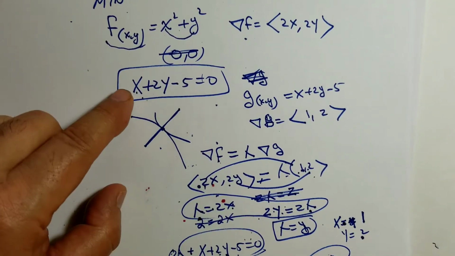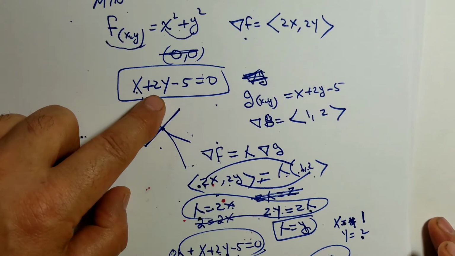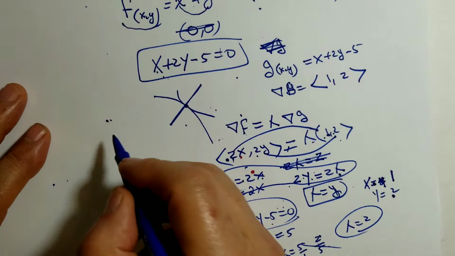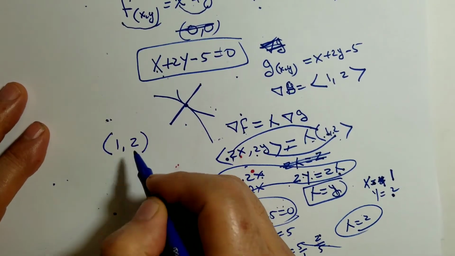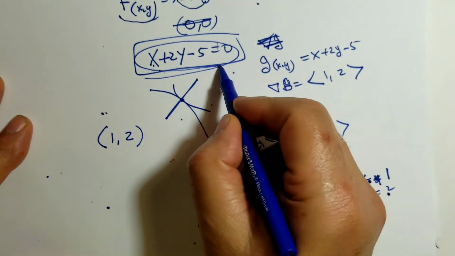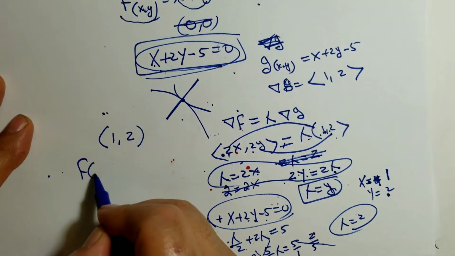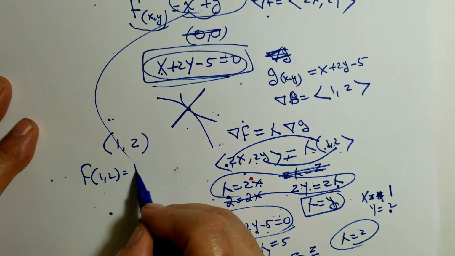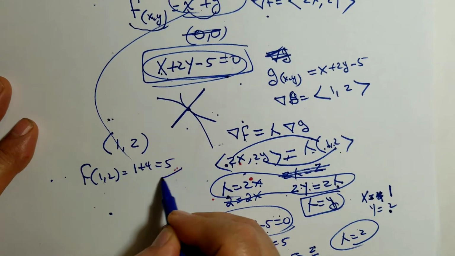Therefore, I got 1 and 2. Let me see if it works. 1 plus 2 times 2 is 4. 1 and 4 is 5. 5 minus 5 is 0. It works. Therefore, 1 and 2 produce the minimum value. Under this constraint, what is that minimum value for 1 and a 2? For 1 and a 2, the minimum value is 1 plus a 4, and that is a 5.